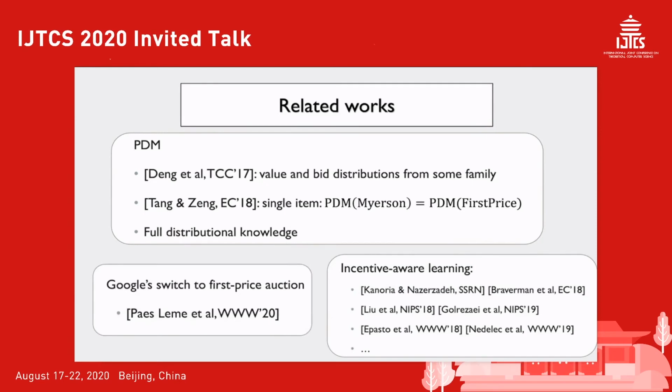The last line of related works that I want to mention is about Google's switch to first price auction. Some works explain that switch, and our work shows that Myerson's auction is equivalent to first price auction, so that can be one reason for that switch. But there are some other works that say Google switched to first price auction because there are many competing sellers on the internet. When there is more than one seller, then choosing first price auction instead of other auctions is a natural equilibrium for the competing sellers. So considering multiple sellers is an open direction for our PDM model.